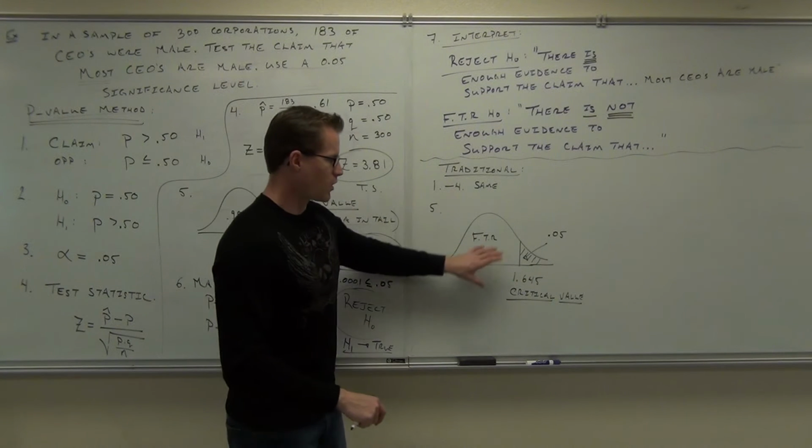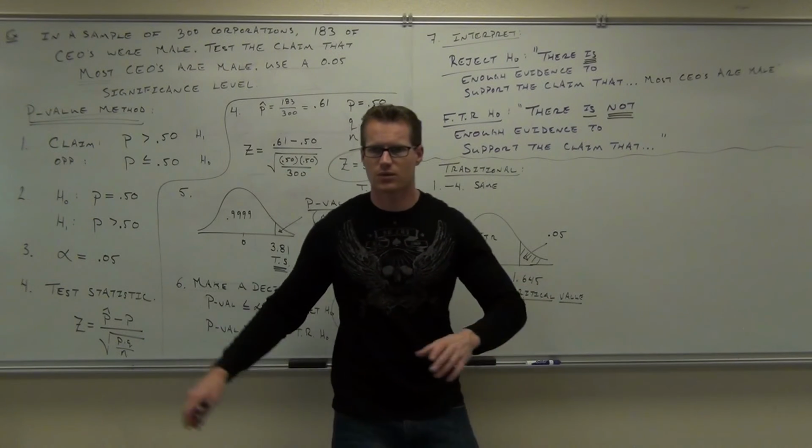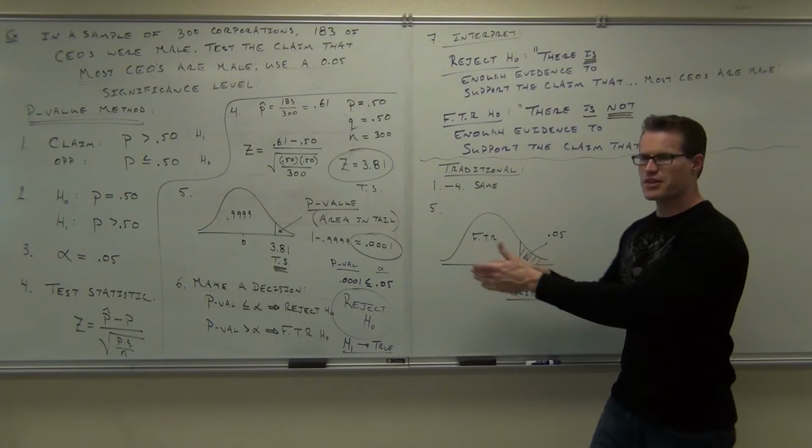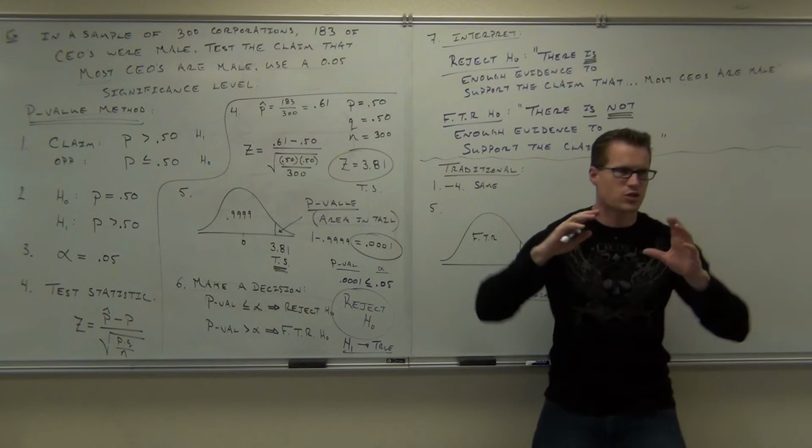So step 5, we draw our picture. It looks identical, doesn't it? It's still a right tail test, isn't it? It still has a line there. It's just the line is a different thing that we're talking about. I hope you're still with me on this.